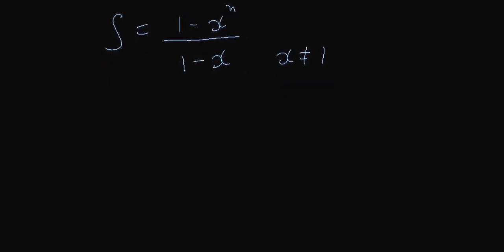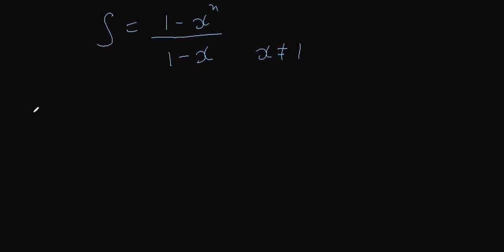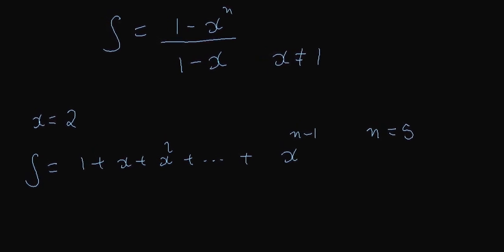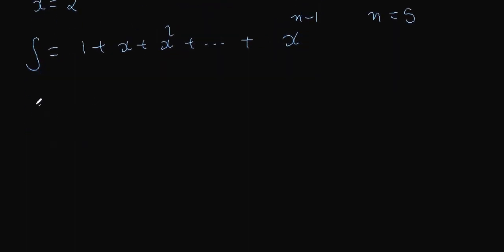Now let's do an example. So let's say that x is equal to 2, then the sum is equal to 1 plus x plus x squared plus and so on plus x to the n minus 1. Let's say that n is equal to 5, and so the sum is equal to 1 plus 2 plus 2 squared plus 2 cubed plus 2 to the fourth, and 2 to the fourth is the last term because 5 minus 1 is 4.